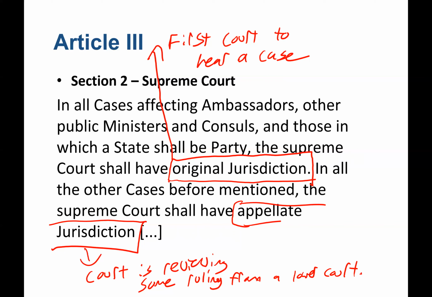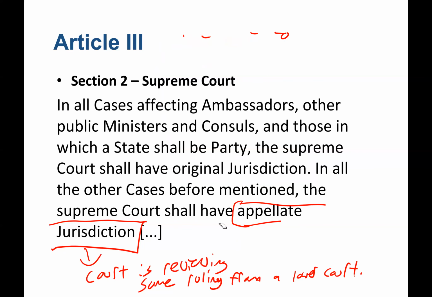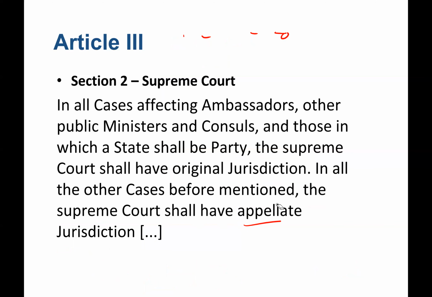Again, original jurisdiction, the first court to hear the case. Appellate jurisdiction, you're reviewing some other court's ruling. Getting back to our actual clause here, this is all going to be applied to the Supreme Court now. This clause is describing the jurisdiction of the Supreme Court. In all cases affecting ambassadors, public ministers, consuls, those in which a state shall be the party, the Supreme Court shall have original jurisdiction.